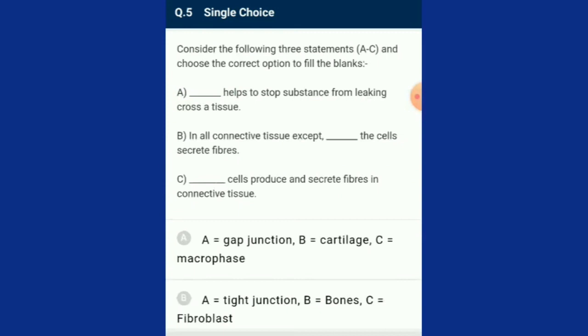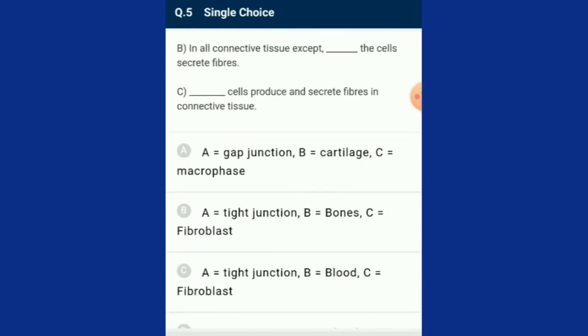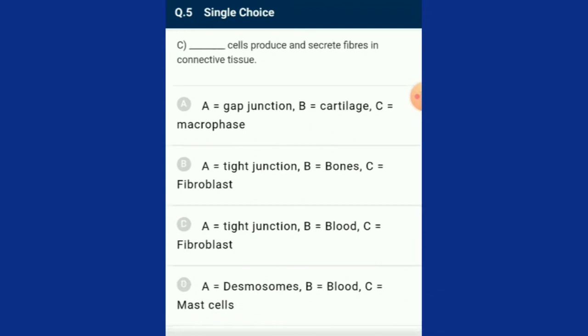Question number 5. Consider the following three statements A to C and choose the correct option to fill the blanks. See the first one. Tight junction helps to stop substances from leaking across a tissue. See the statement B. In all connective tissue except blood, the cells secrete fibers. Statement C. Fibroblast cells produce and secrete fibers in connective tissue. So the correctly matching option is option C.